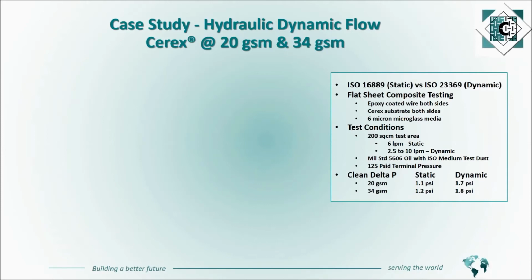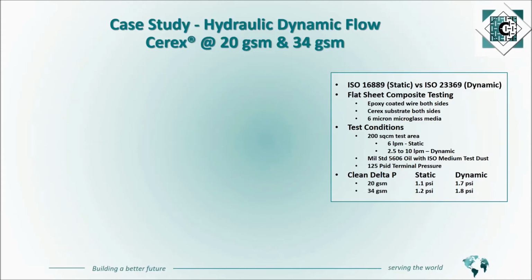We think, again, it has to do with the uniformity of our substrate, which supports the filtration enabling media in this case. So what we did was we ran some flat sheet testing at an outside lab. We compared our 0.6 ounce and our 1 ounce in a composite for both static testing, which is done to the ISO 16889 test, as well as a new proposed standard for dynamic or cyclic testing, which is ISO 23369.